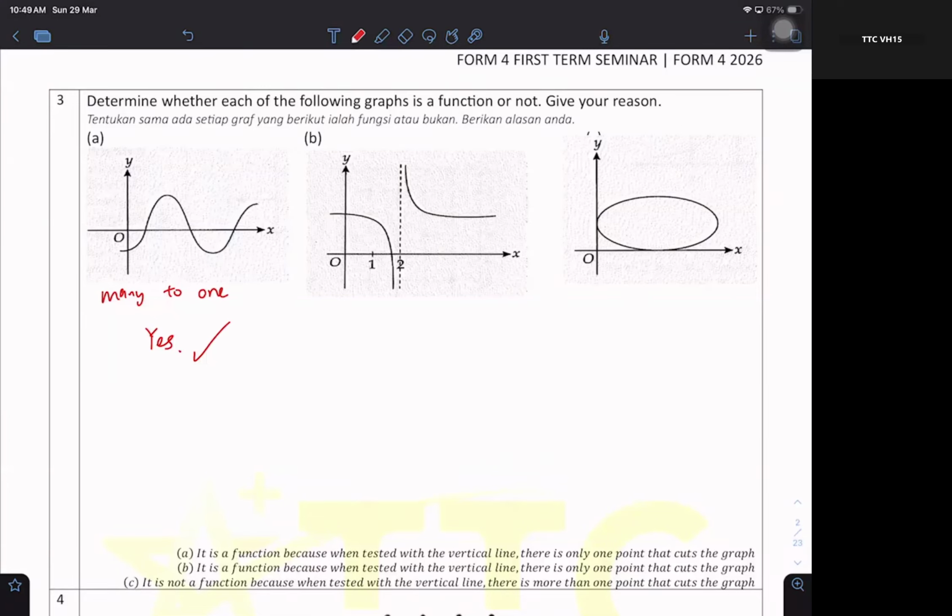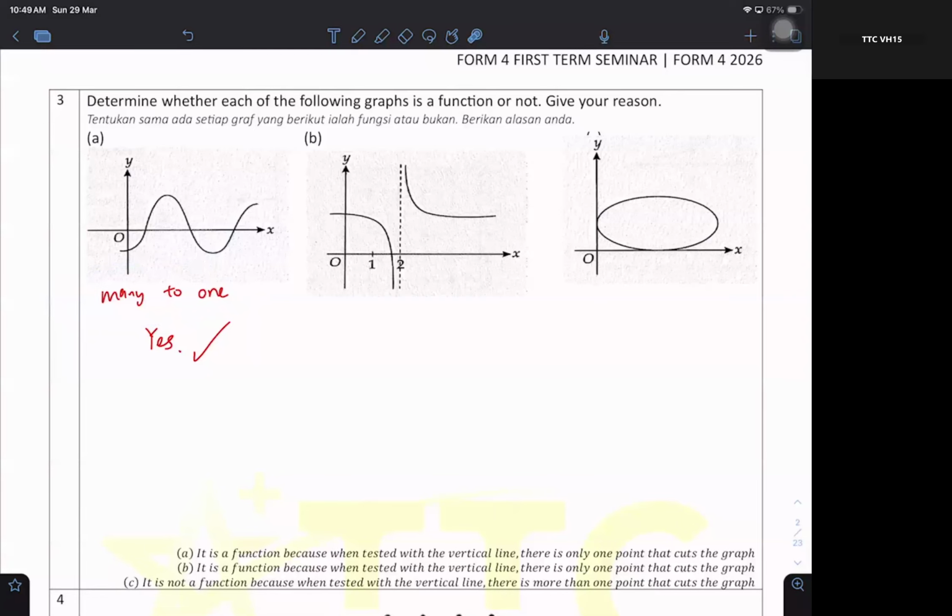Yeah, one to one and many to one is function. Okay, good. So you want to determine whether it is a function or not, you need to do the line test. You need to determine what is the type first.